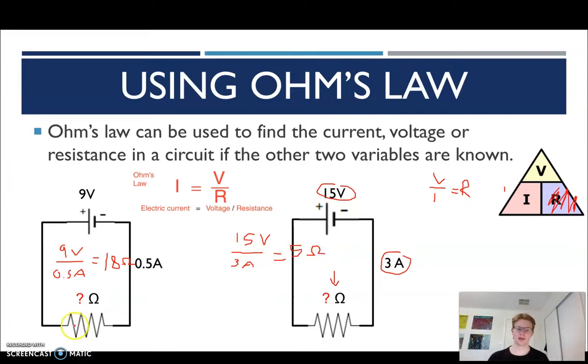Okay, and there you have it, folks. So that is how you work out the current, voltage, or resistance in a circuit. As long as you know 2 of those variables, you'll be able to figure out the third.